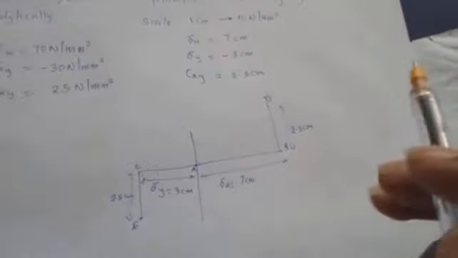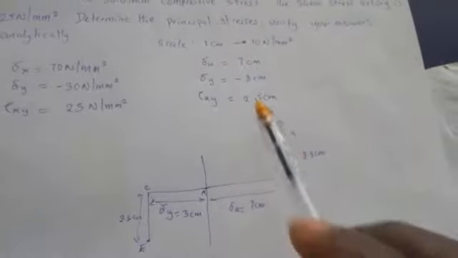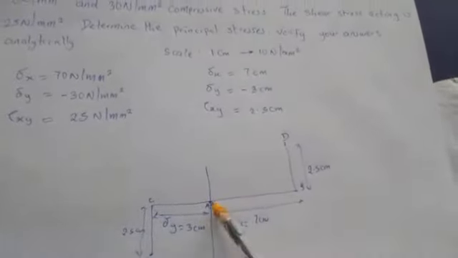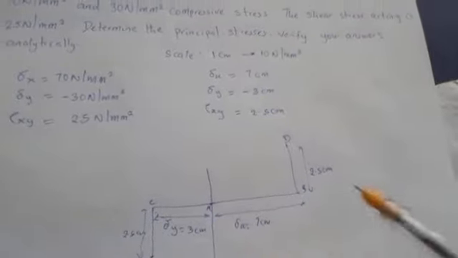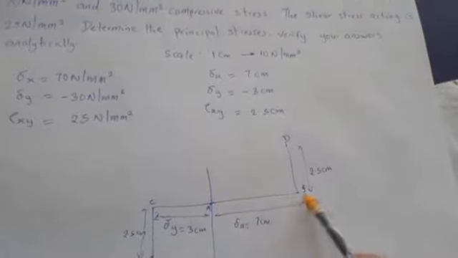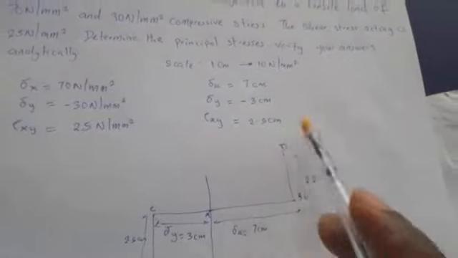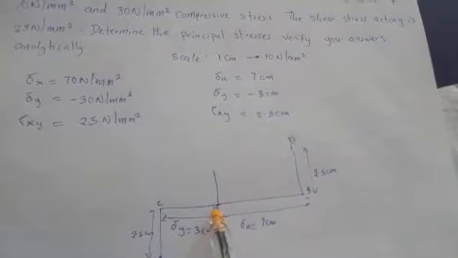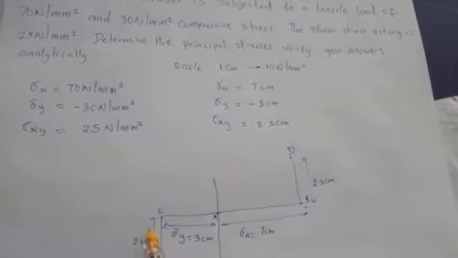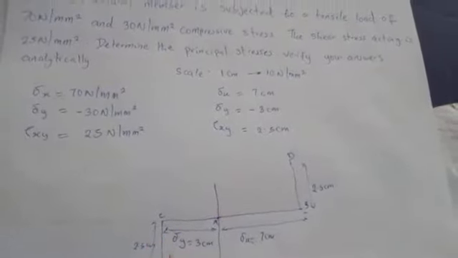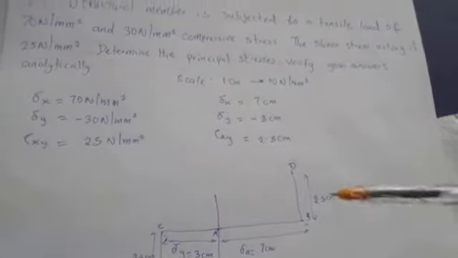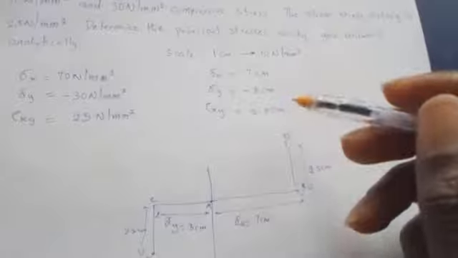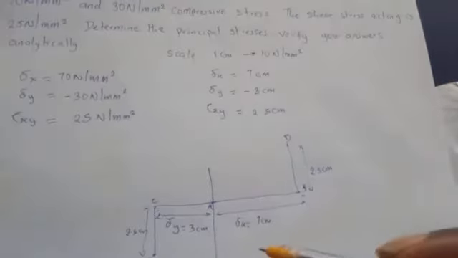Take note. Again, I repeat. What you do, get a center, a point, any convenient point. Get a vertical line. Then from that point, measure sigma x, which is rightward to the right. That's 7 centimeter. And sigma y, which is negative, to the left. That's negative 3 centimeter. Then from your point B, measure 2.5 upward and 2.5 downward.